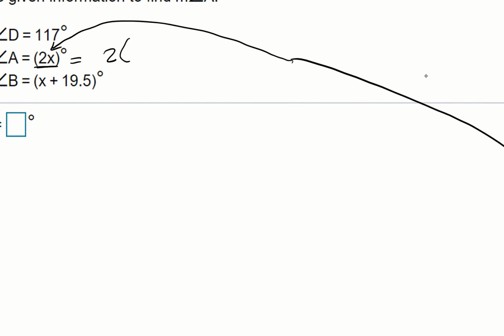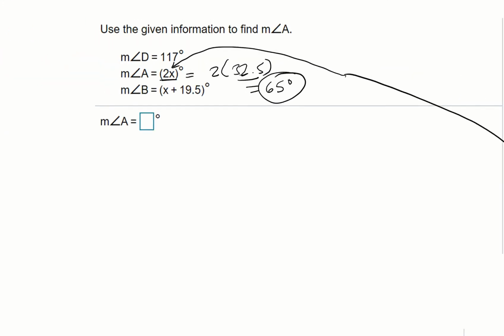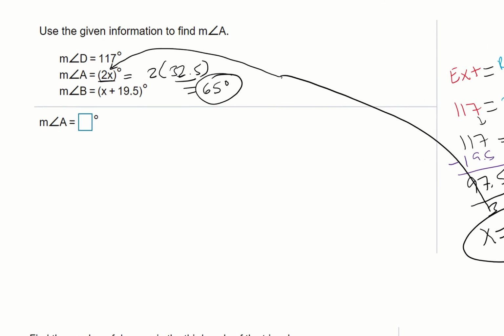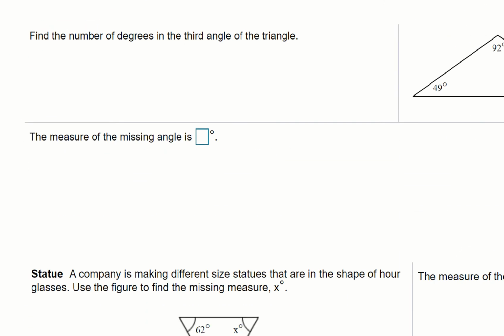And so we get 2 times 32.5. That was the x value that we found, which in this case is 65 degrees. So angle A is 65 degrees. All right, so let's look at another example.